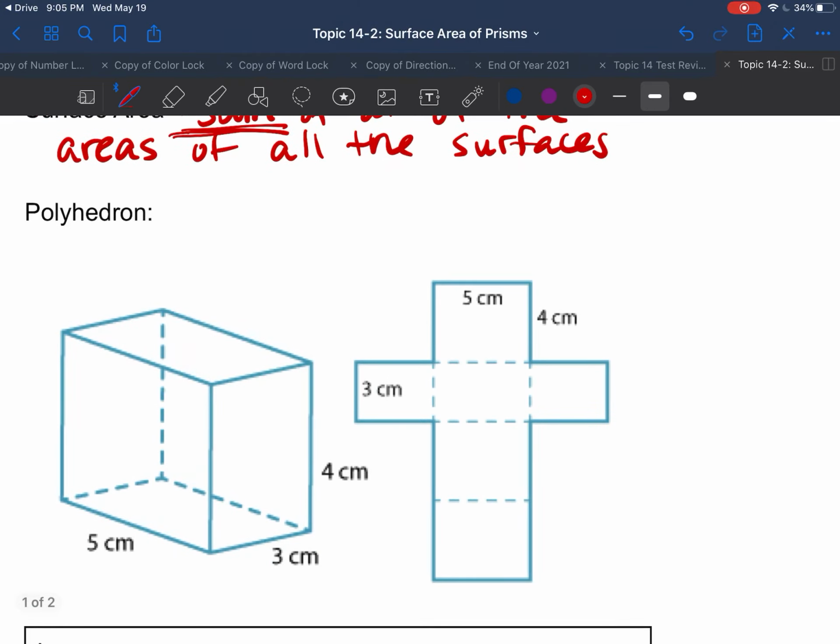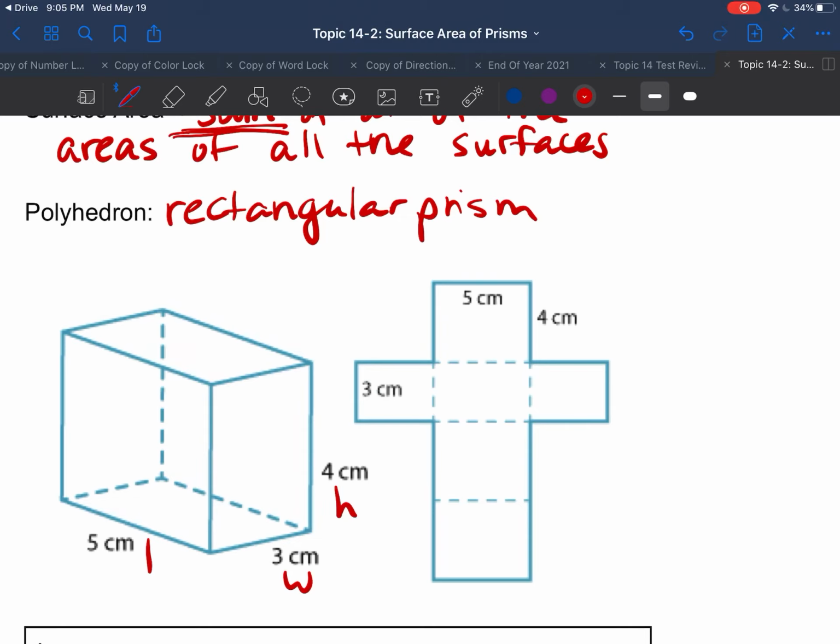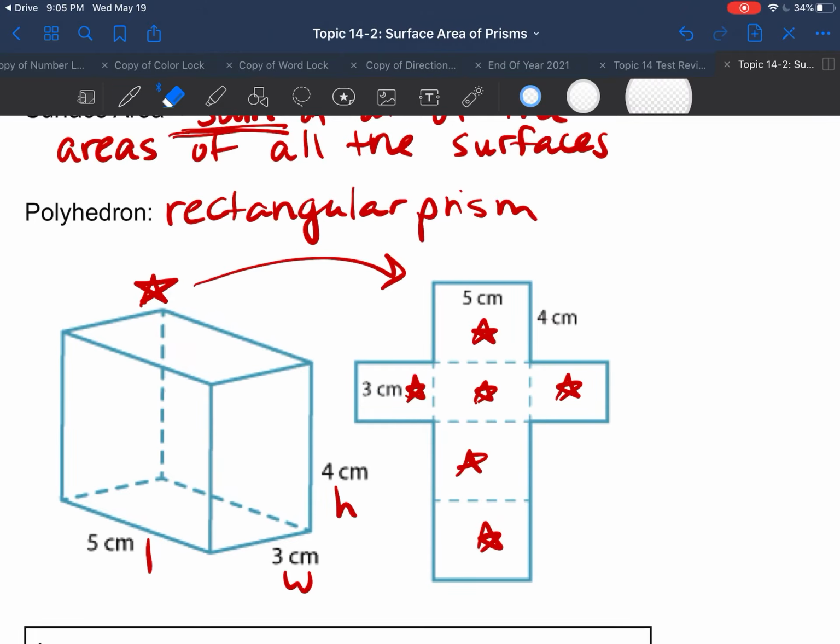What polyhedron is this shape? Well, it's a rectangular prism. And we see a length, we see a width, and we see a height. So this is the rectangular prism, and then this is the net of the rectangular prism. So it's a lot easier to find surface area of a net, okay? Because you can just find the area of every single surface and then add them together, and it's easy to see. So we're gonna do that right now.